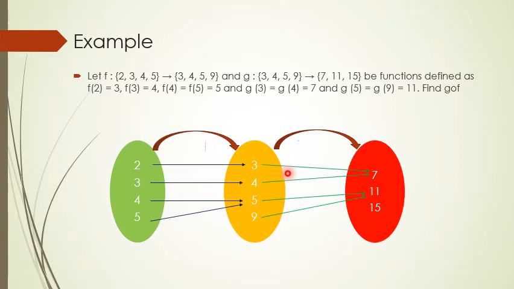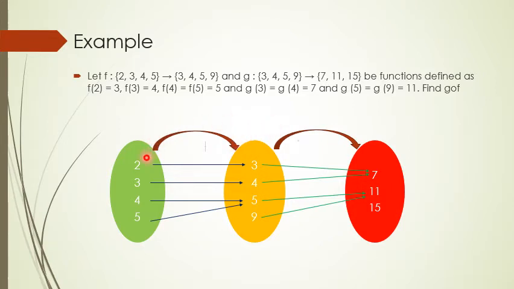Here, the mapping of g is like this. 3 and 4 are mapped to 7. 5 and 9 are mapped to 11. Now, what is the task? Find g of f. That is, we need to find the function g of f.